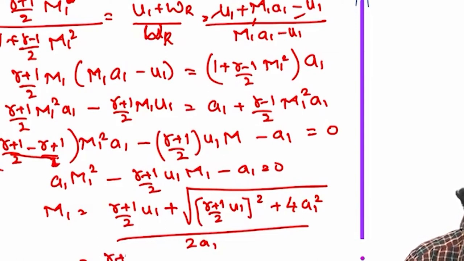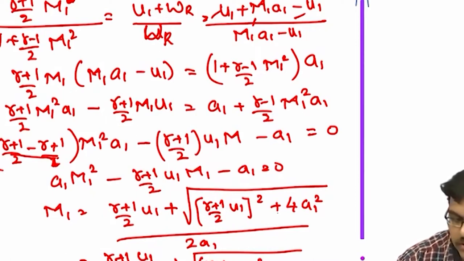This is (gamma plus 1) by 4 U1 by A1, plus, if you take 2 A1 inside, you will get ((gamma plus 1) by 4 U1 by A1) whole square plus, if you take A1 inside it will be 4 A1 square, so this is plus 1. You will take the positive term, because if you take the negative one, this will be greater than (gamma plus 1) by 4 U1 by A1, so it will have a negative value, which is not possible. So you take the positive value.